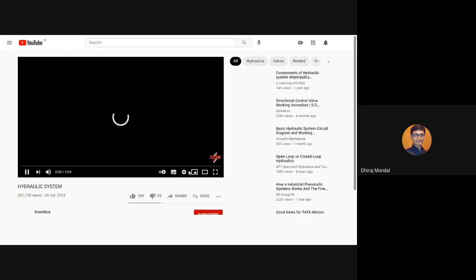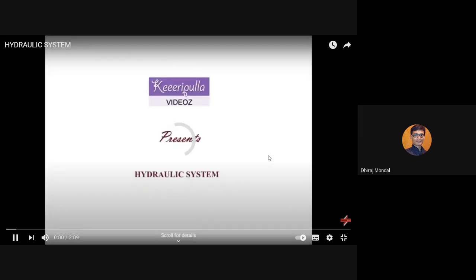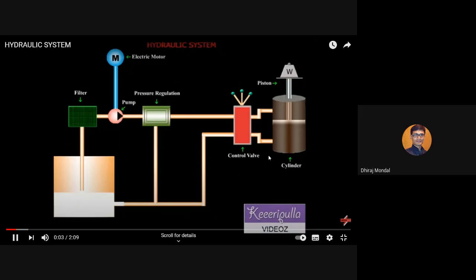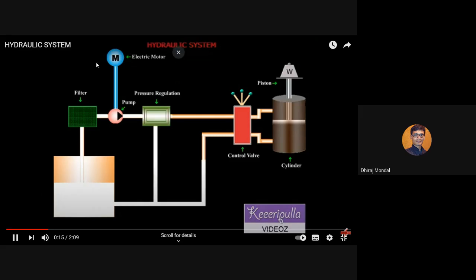So let us see how the hydraulic system is operated. Here instead of the compressor we are using a pump. This pump is operated by an electrical motor, and the oil is coming from this shaft and it is coming here in this filter, and in pressure regulation, it is coming to this reservoir.